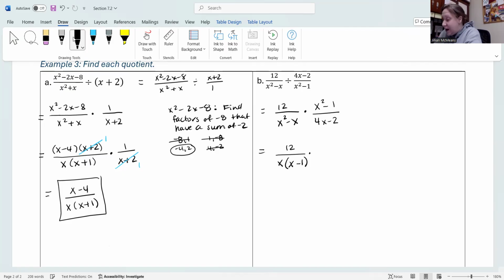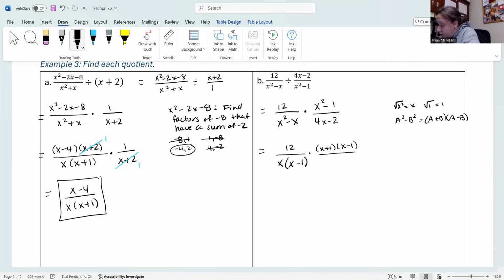Okay? Now, second numerator is the difference of squares. So we take the square root of x squared, we get x. We take the square root of 1, we get 1. So because we have the difference of squares, remember, it's a squared minus b squared. That's the actual difference of squares. But it factors as a plus b times a minus b. So that just means you take your square roots, you add them, and then you subtract them. So the second numerator is going to be x plus 1, x minus 1.